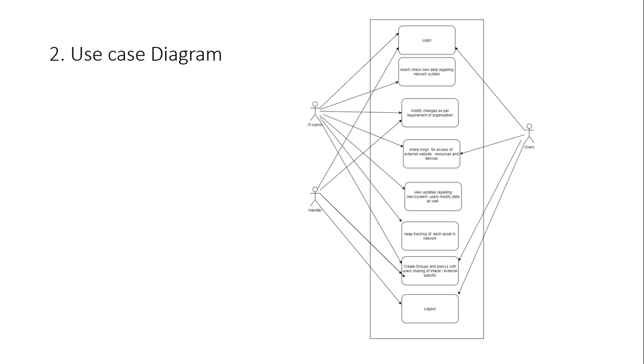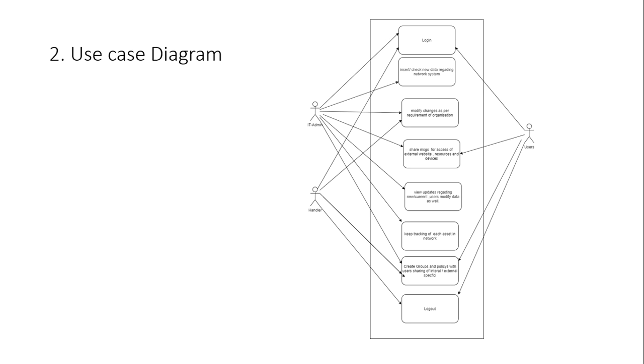In the use case diagram, you have to look closely. There are three actors: IT admin, handler, and users. Login is a basic part where all the actors will log in. The IT admin inserts and checks updates regarding the network system.